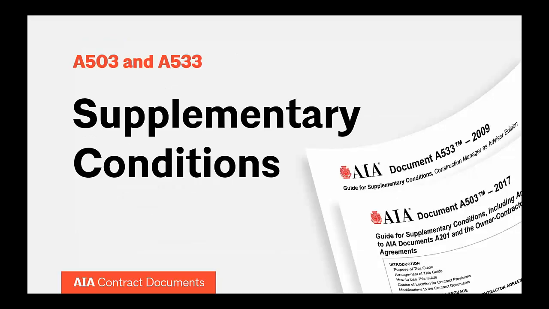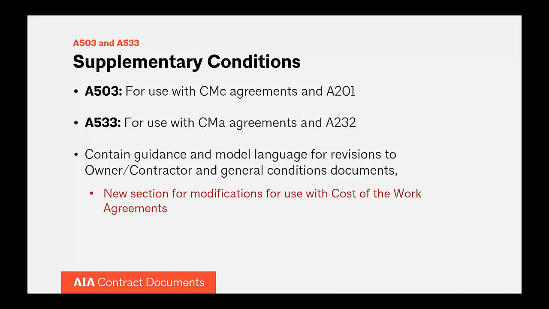Slide 52, please. So now the supplementary conditions, Arlen has already talked about the major change with the cost of the work edits. Next slide, 53, please, Hasti. There are two different supplementary conditions documents, so you want to be clear which one you would want to use. A503 is used for use with the CMC agreements, and then A201 as the general conditions document. A533 is for use with the CMA agreements, and the general conditions document for CMA, which is A232.